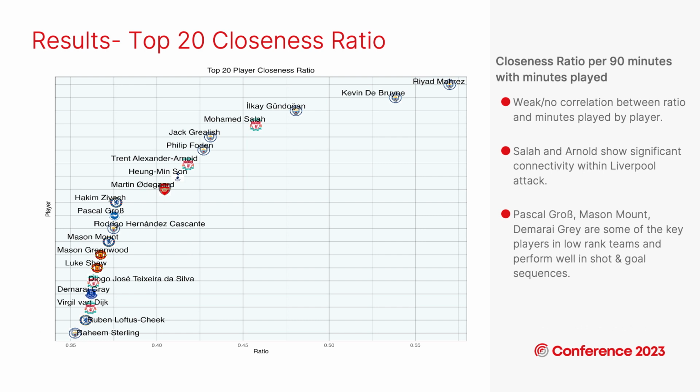If we see here, of course, the Manchester City players again have very high rankings, but we can see Mohamed Salah, Alexander-Arnold, also here Mason Greenwood, Shaw, and other lower-ranked teams. So this indicates that these are the important players in their team, or we can interpret it that way.